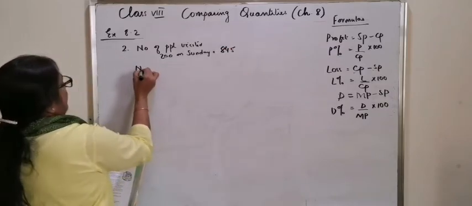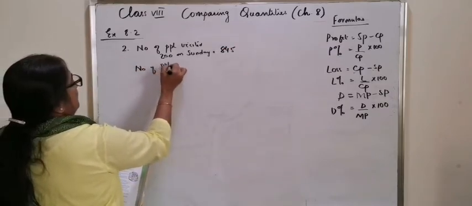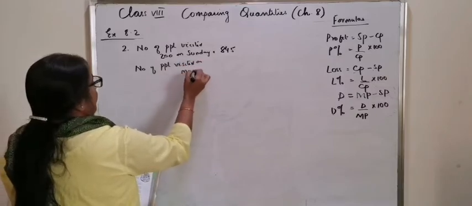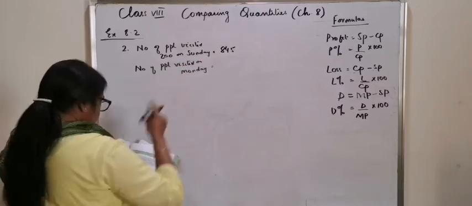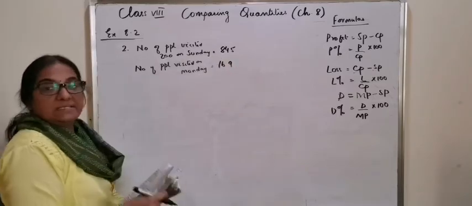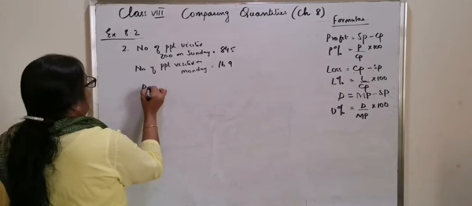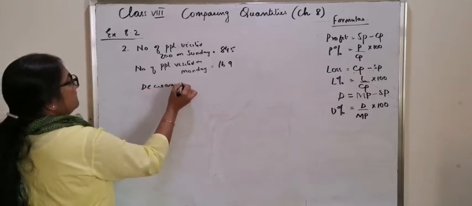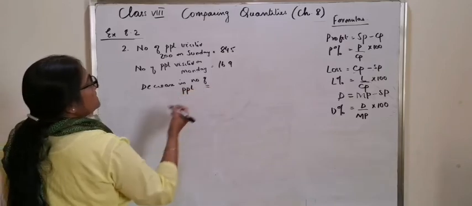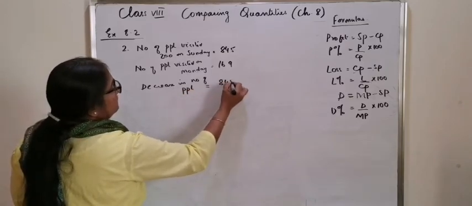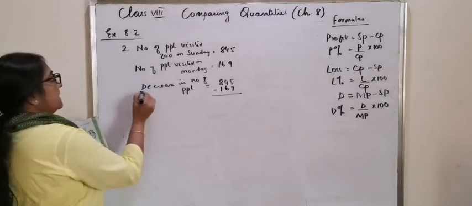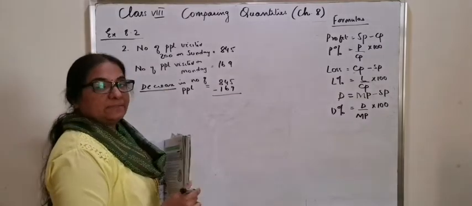845. Number of people visited on Monday is equal to 169. Naturally, there is a decrease. Therefore, decrease in number of people is equal to 845 minus 169. The word decrease tells you that it is subtraction.